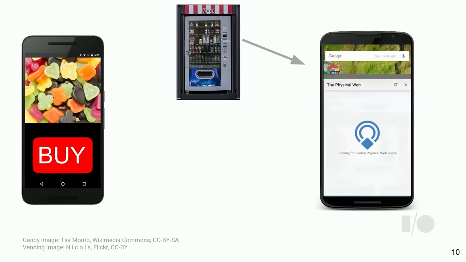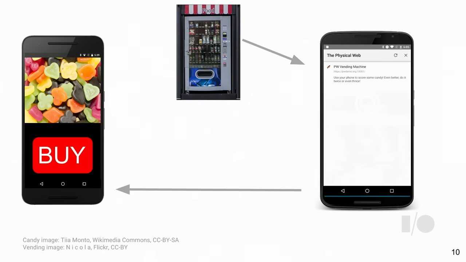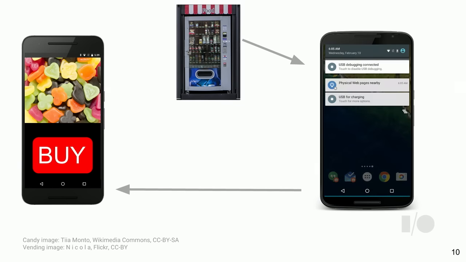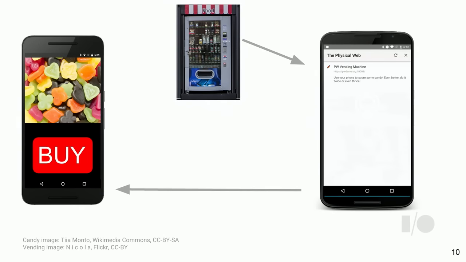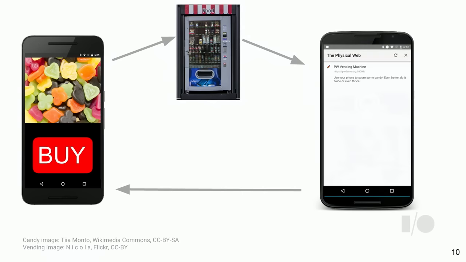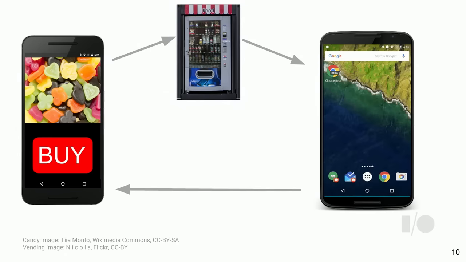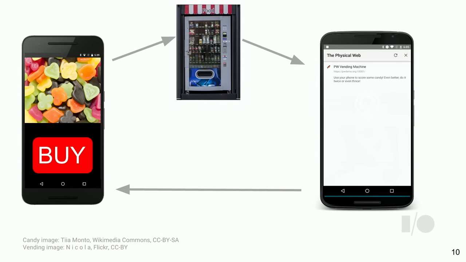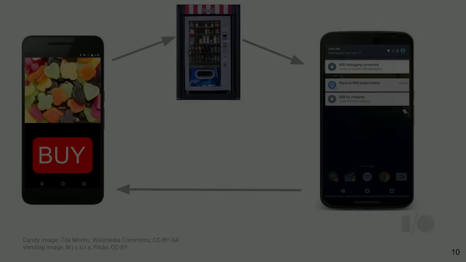So the user clicks on the notification, it loads this web page with a big buy button, and the user can then click on the buy button. When that happens, the web page can communicate with the vending machine and say, hey, give some candy to this guy. So that's the user experience.